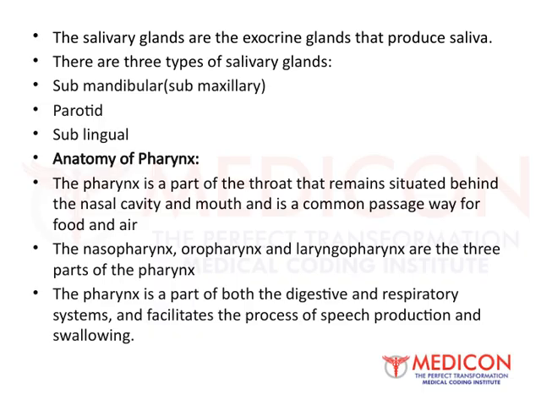Now, moving on to the anatomy of the pharynx. The pharynx is essentially a part of the throat that sits behind the nasal cavity and the mouth. Think of it as a shared passageway for both food and air. It's quite fascinating because it serves a dual purpose.